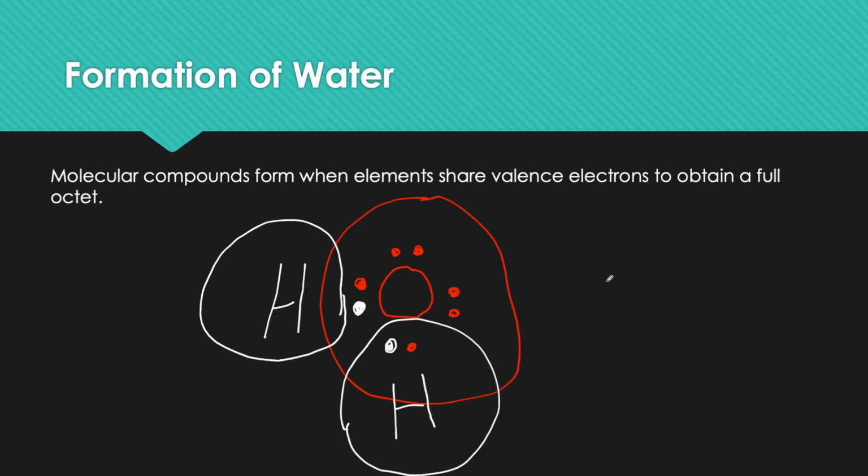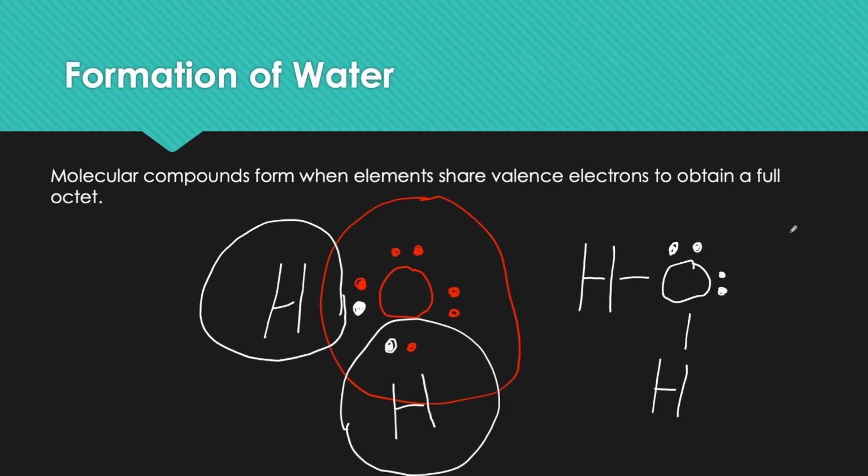We can often represent arrangements like this with Lewis dot diagrams, but they're called Lewis structures instead. And in a Lewis structure, shared pairs of valence electrons can be represented with a line instead of dots. So the line represents two shared valence electrons between the elements. And that's how hydrogen and oxygen come together to form water.